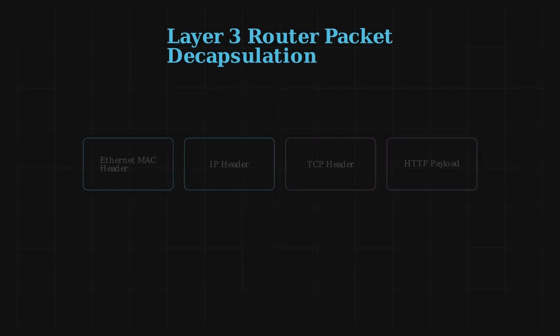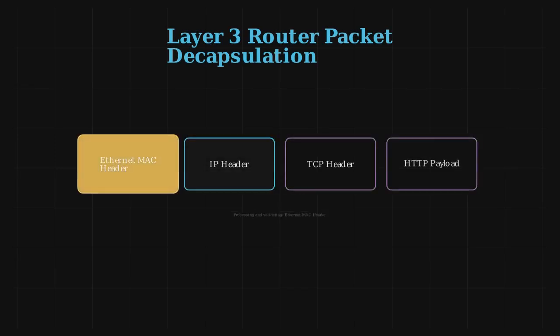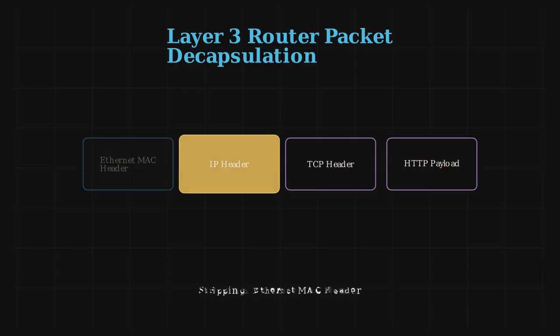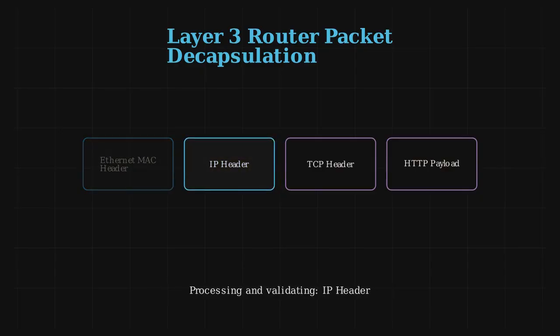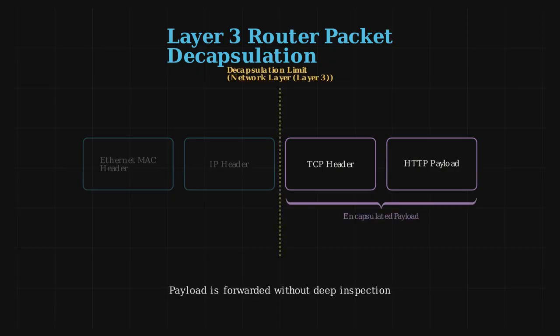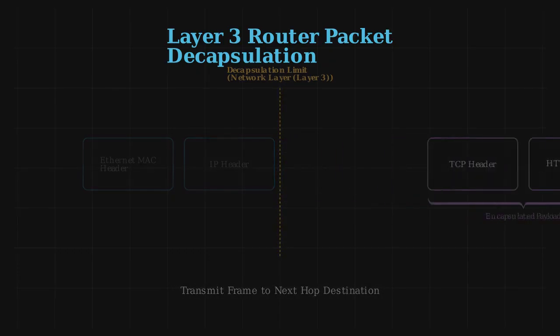In contrast, a layer 3 router operates up to the network layer. When a packet arrives, the router decapsulates the incoming link layer frame to read the network layer IP header. It uses this IP header to determine the next hop. Finally, it re-encapsulates the original IP packet inside a brand new frame suited for the next physical link, keeping the transport layer and application data completely untouched.